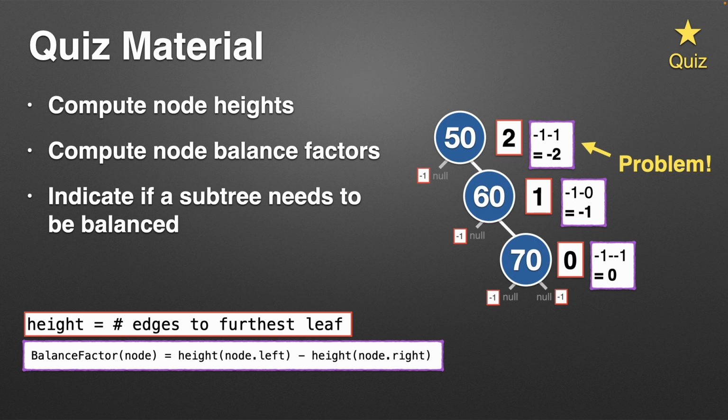We're going to have a quiz on Wednesday, and on the quiz, the things we're going to do are compute the heights of nodes and compute the balance factors of nodes. And then you might be asked if it's balanced or not. So is it -2 or 2? That's all you'll need to know. We will not rotate anything, none of that. Just be able to compute these heights and compute the balance factor of the tree.